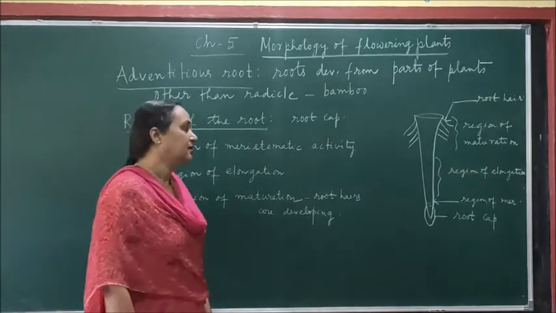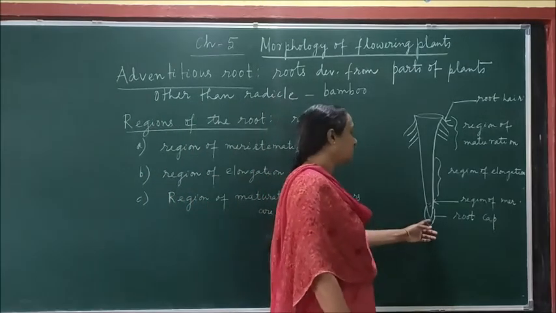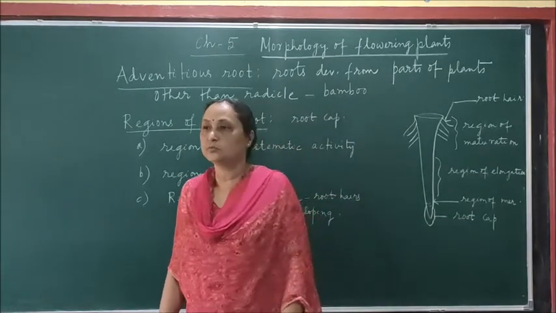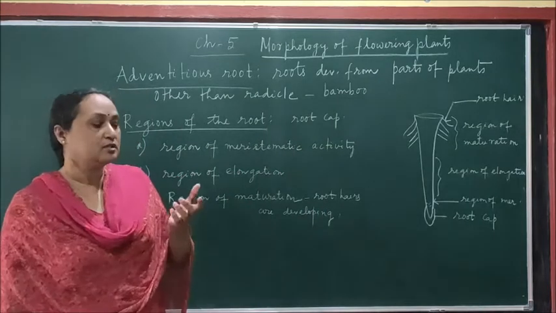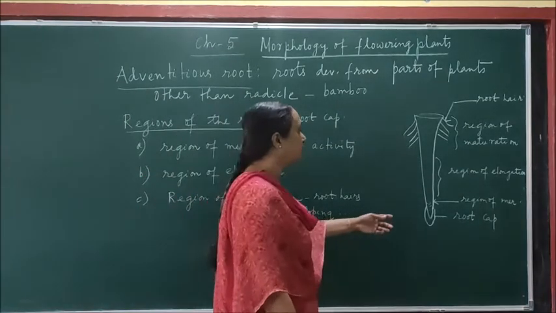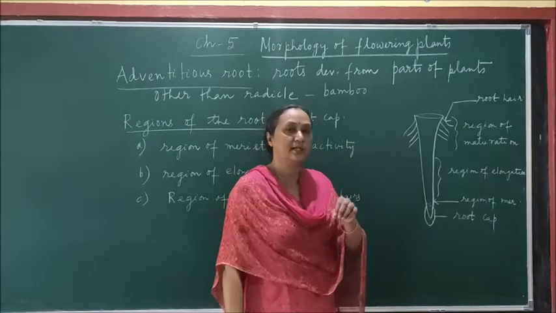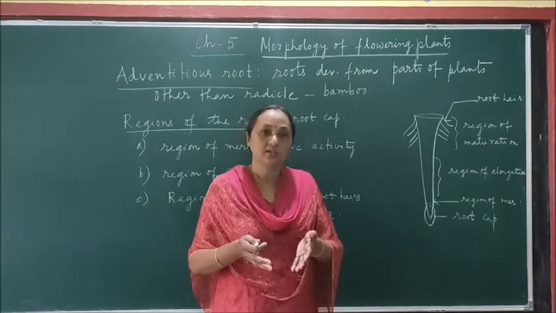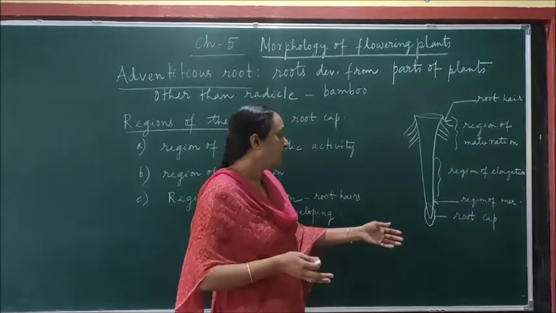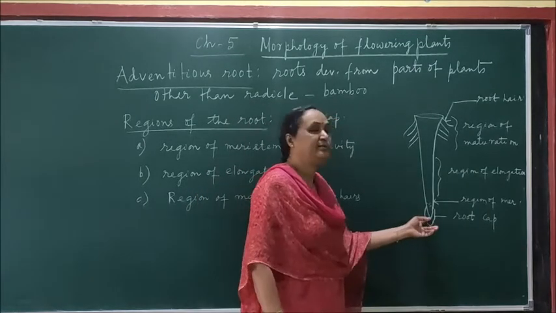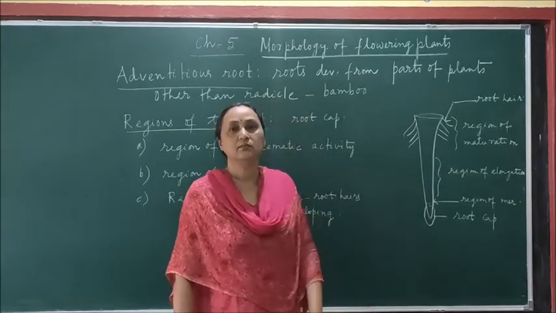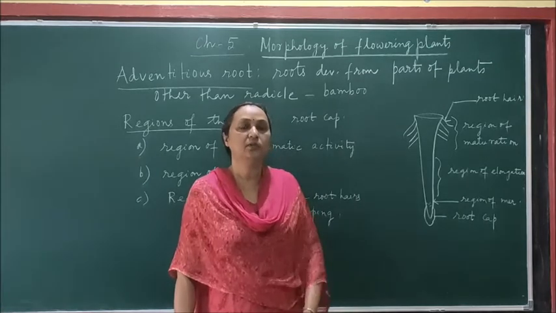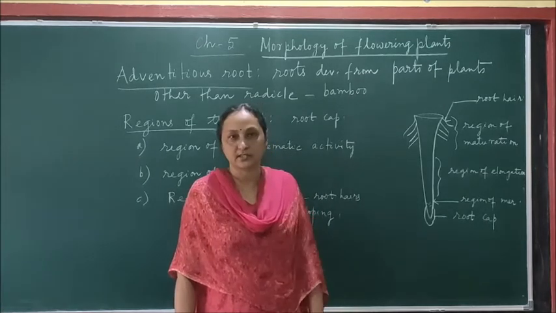All of you know that the tip of the root is surrounded by a covering called the root cap. And what is the function of the root cap? The root cap protects the tip of the root. Because when the root is penetrating into the soil, it has to exert force on the soil, and because of the force the tip of the root could be damaged, then there would be problems. Why? Because at the tip of the root, meristematic tissue is present.